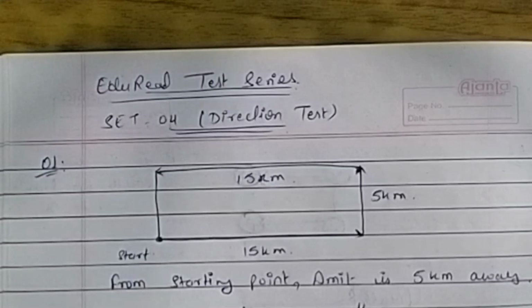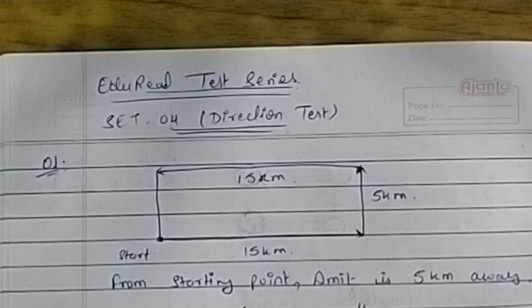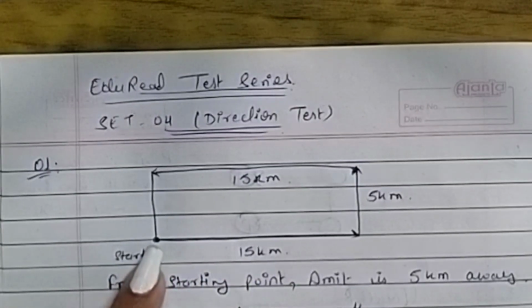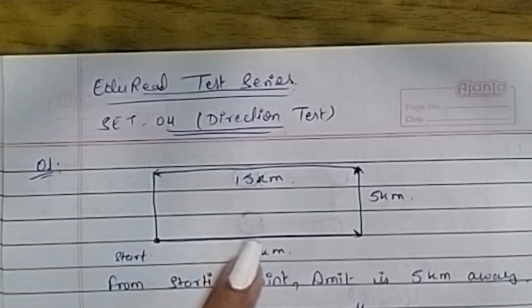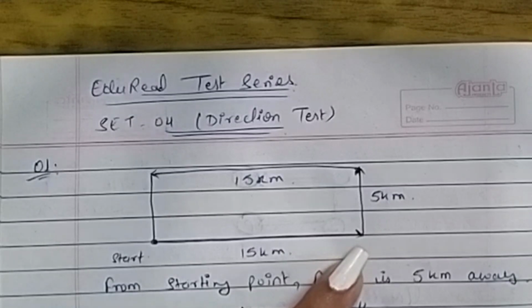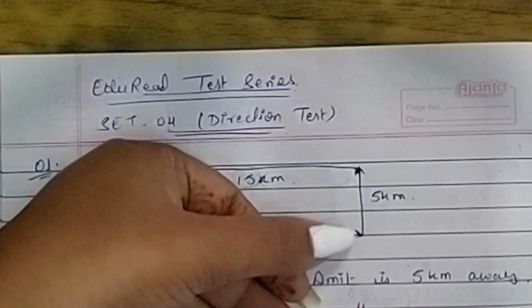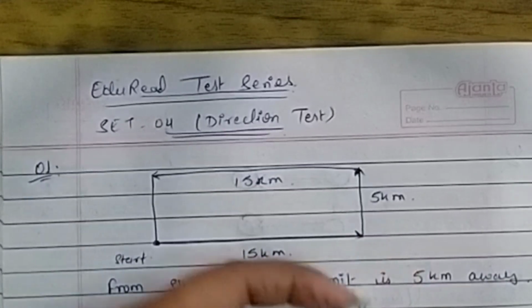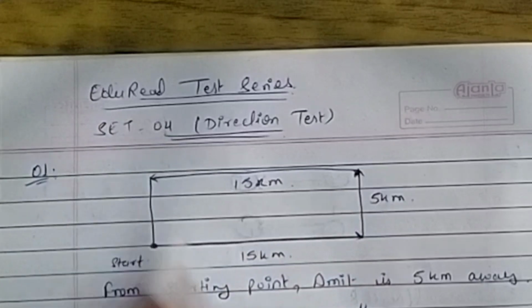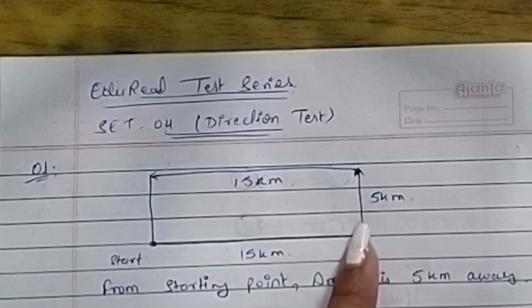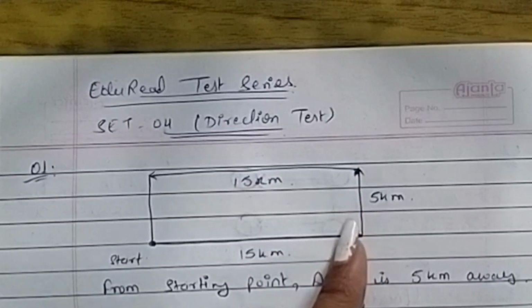So Amit starts and travels 15 kilometers in the east direction. If we consider his starting point from here, he has traveled 15 kilometers in the east direction and turned left. If he is facing the eastward direction, then the right will be the downward direction and the left will be the upward direction. So he took a left turn and walks for 5 kilometers.